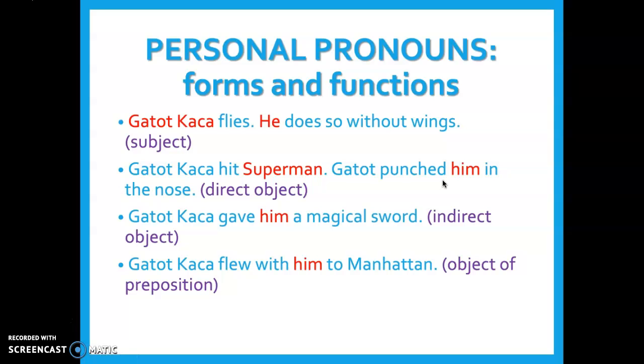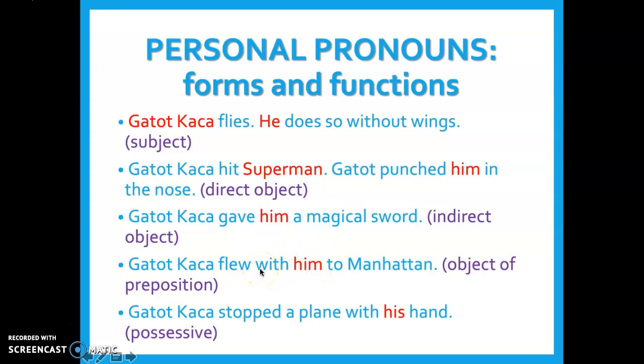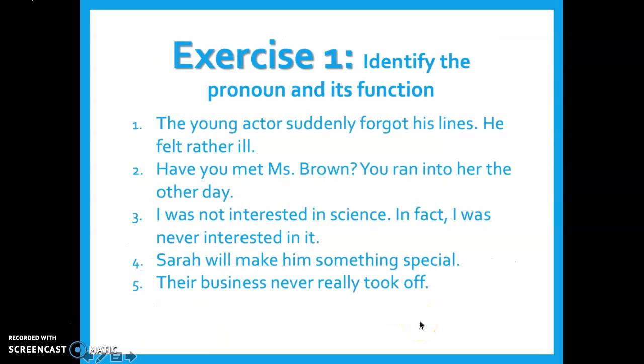And Gatkacha flew with him to Manhattan. In this case, him is the object of the preposition with. And finally, Gatkacha stopped up playing with his hand. So his is possessive because it indicates ownership or belonging. Okay. Alright, exercise 1. I'd like you to identify all pronouns in each sentence and also identify its function. Okay, whether the pronoun you are spotting is subjective or objective or possessive. Okay.